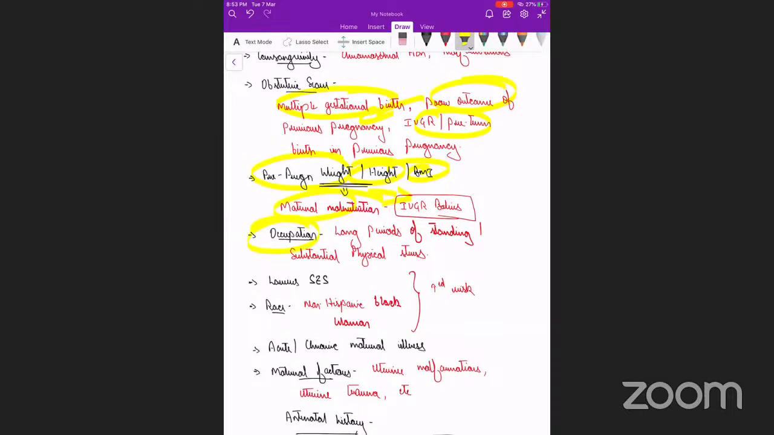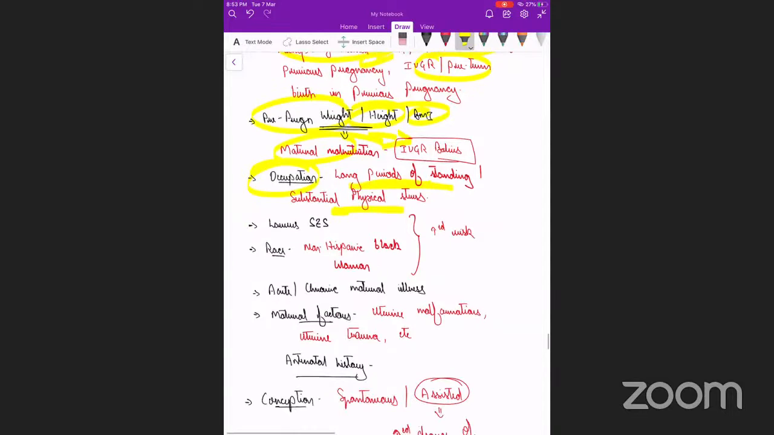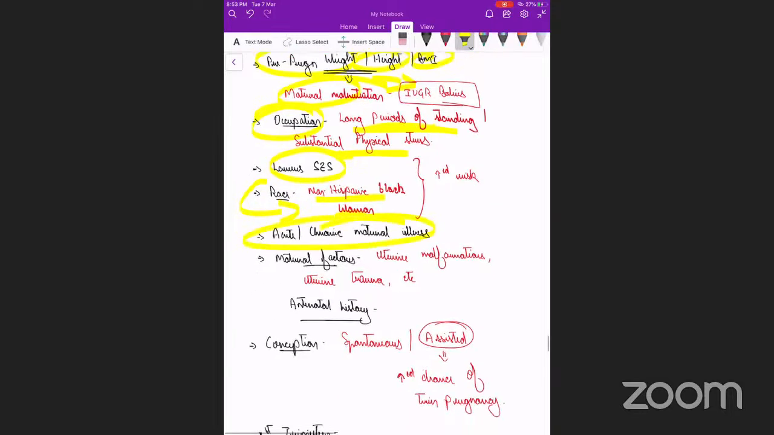Next is occupation, wherein long periods of standing or substantial physical stress might lead to IUGR and low birth weight babies. And there is increased risk in lower socioeconomic status and certain races like non-Hispanic black women. They are all at risk for low birth weight babies. Again, acute and chronic maternal illness is important, and any other maternal factors like uterine malformation, uterine trauma, etc. might be the cause for a low birth weight baby.